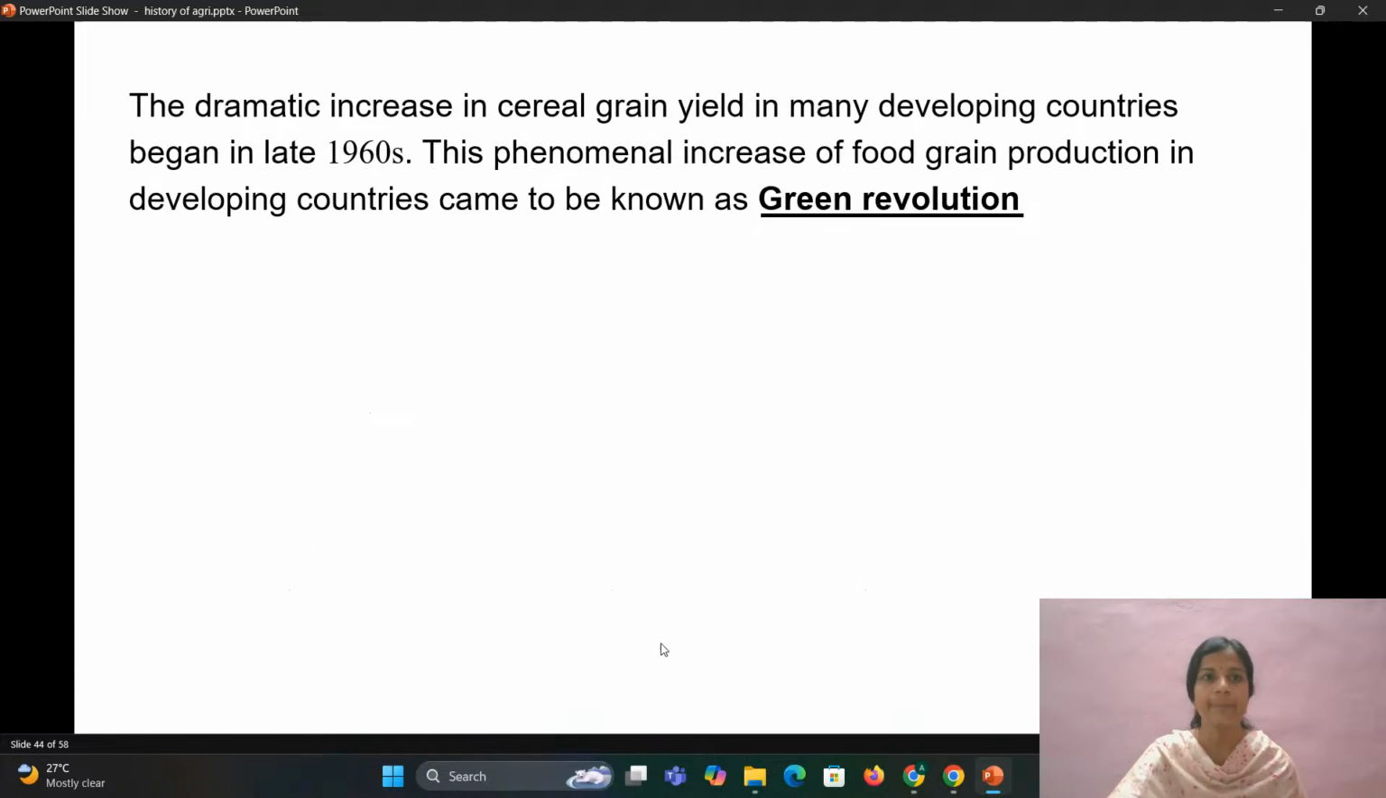But such a thing never happened because we had this particular Green Revolution, because of using high yielding varieties and also using chemical fertilizers, applying irrigation facilities, providing agronomic management of crops, using high yielding responsive varieties. We were able to tackle the problem, and so that phenomenal increase of food grain production, especially in the developing countries, began in the 1960s. This particular phenomenon is known as Green Revolution.